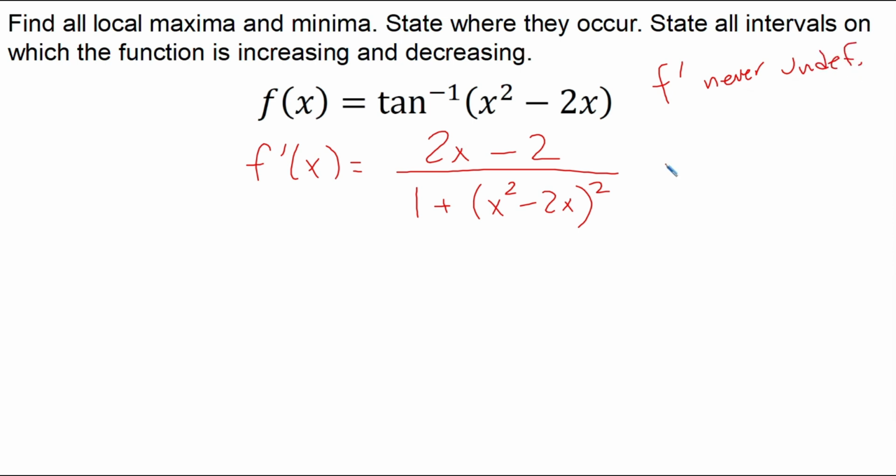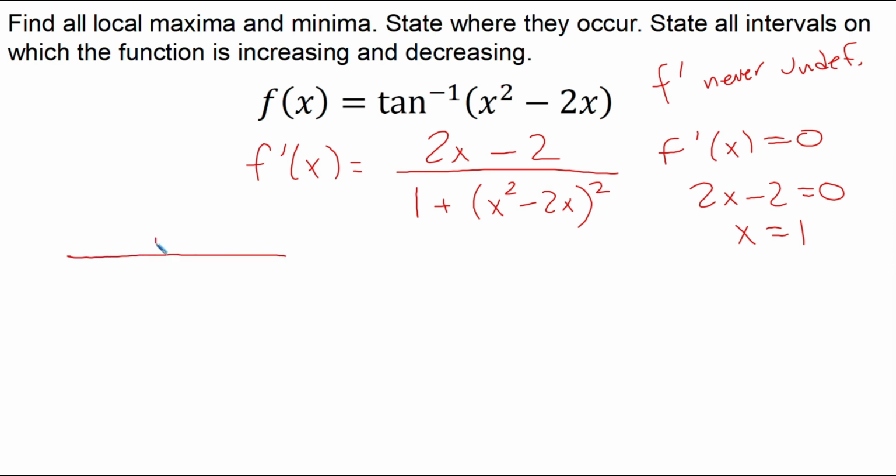And really all we need to do is see when f prime of x equals 0, which would be when the numerator is equal to 0. Well, 2x minus 2 equals 0 when x is equal to 1. So we've really just got a singular critical value again, just like the last one. We'll make a sign chart for f prime, putting 1 in the middle of that sign chart.